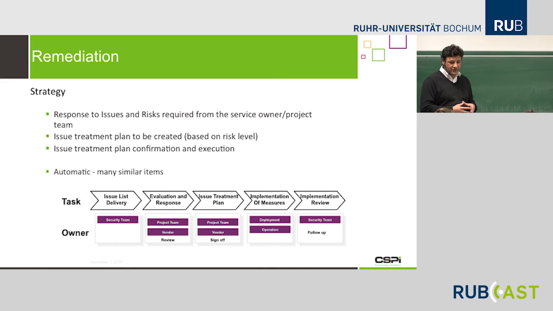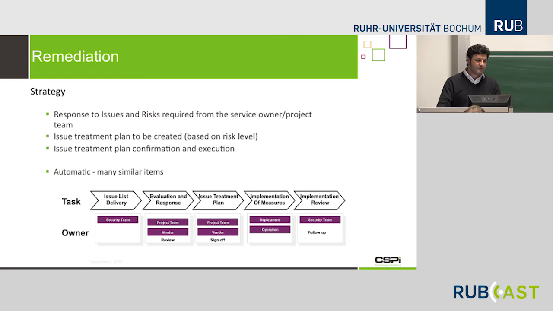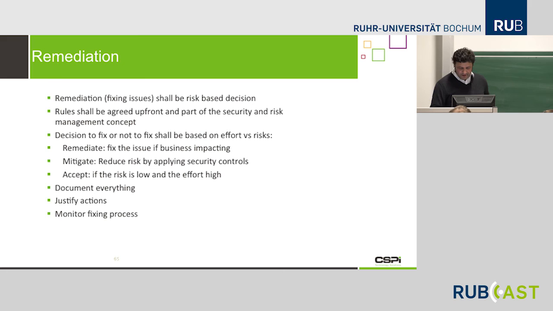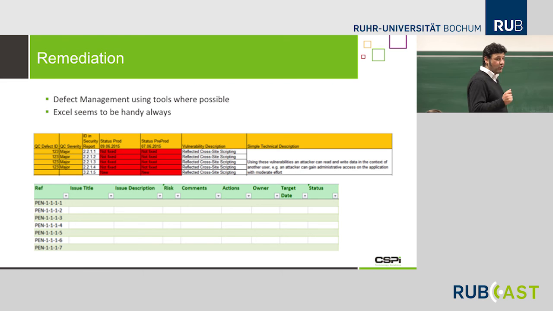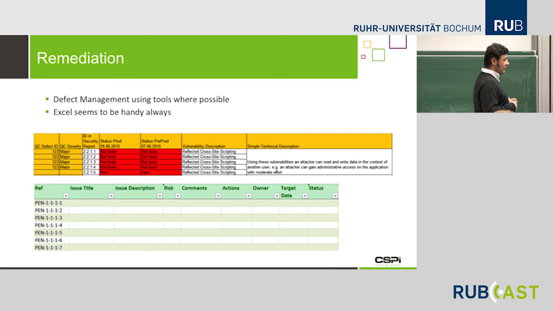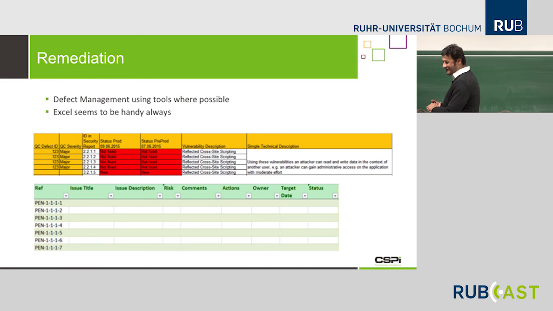In general, you need to establish a process for fixing high issues in a very short time, even sometimes within hours or days. For medium, there may be a grace period of 2 months, and for low, it may be accepted because the risk is very low. Okay, again, some best practices for how the remediation should work, yeah? And some examples here of how the remediation process is tracked. There are already tools for tracking the issues, but at the end, if it comes to the working level, it's Excel. So Excel seems to be always somehow handy.